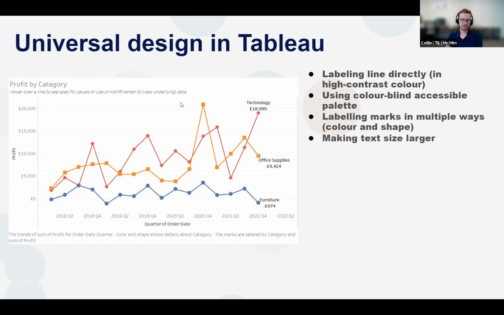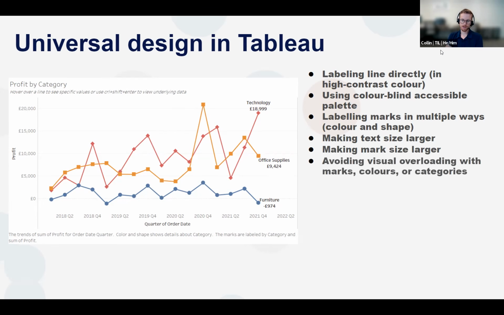I've also made the text size larger. It's a little bit hard to notice out of its dashboard context, but I've bumped up the sizing of this text to size 12 font instead of relying on the Tableau defaults. I've also bumped up the size of the marks from the default. We are avoiding the visual overload of having too many marks, colors, or categories. I've aggregated to the quarter level. I've also aggregated it up to the category level so that we don't get too many lines at cross purposes here. Captions, that was noticed by Ziffa.